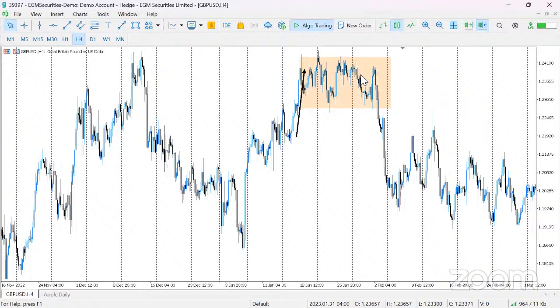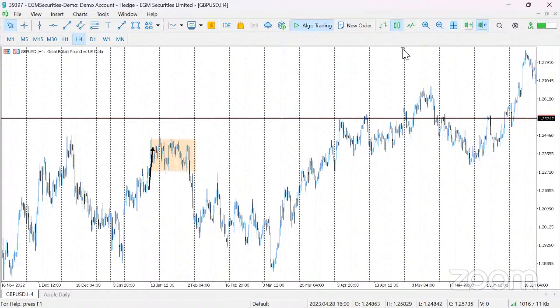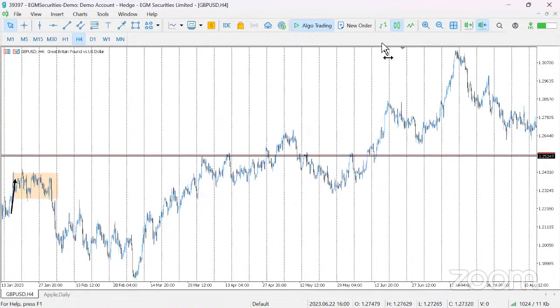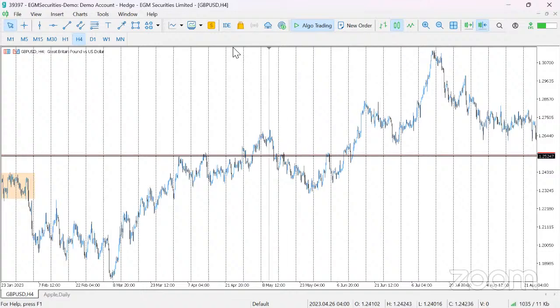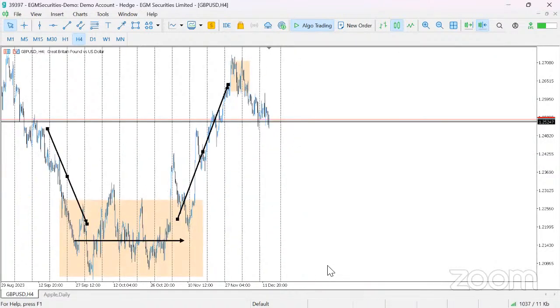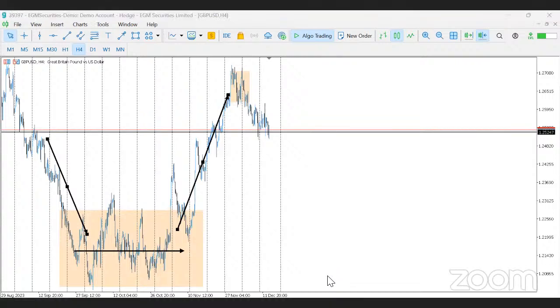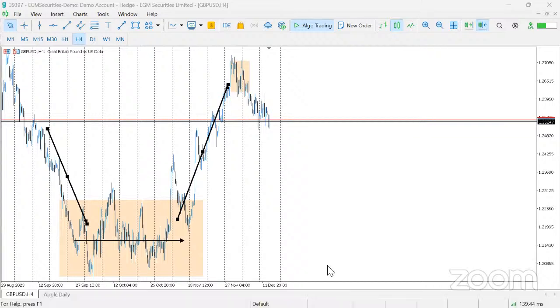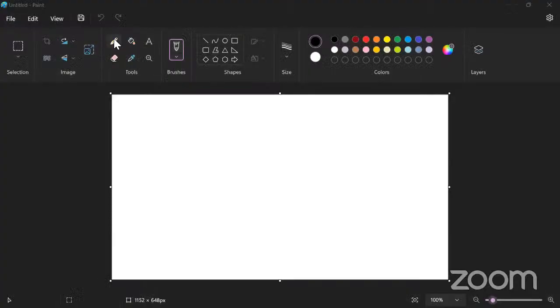But for now, there are phases in the market that involve accumulation, uptrend, distribution, downtrend. So let me just get a clear demonstration for that. I think I know what to do. So this is going to be a very textbook example.